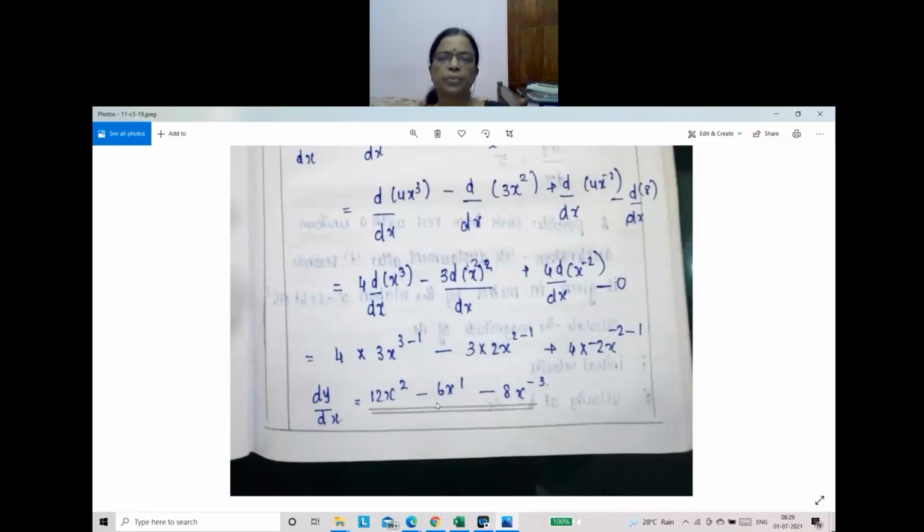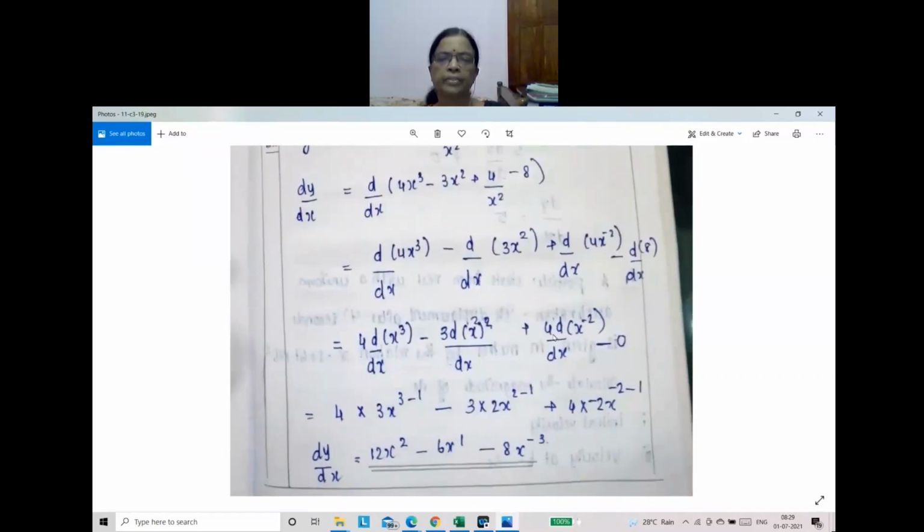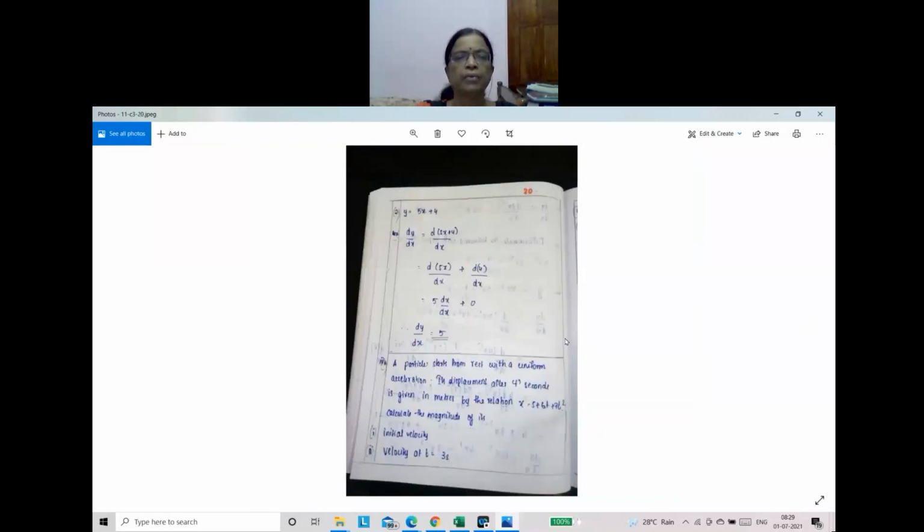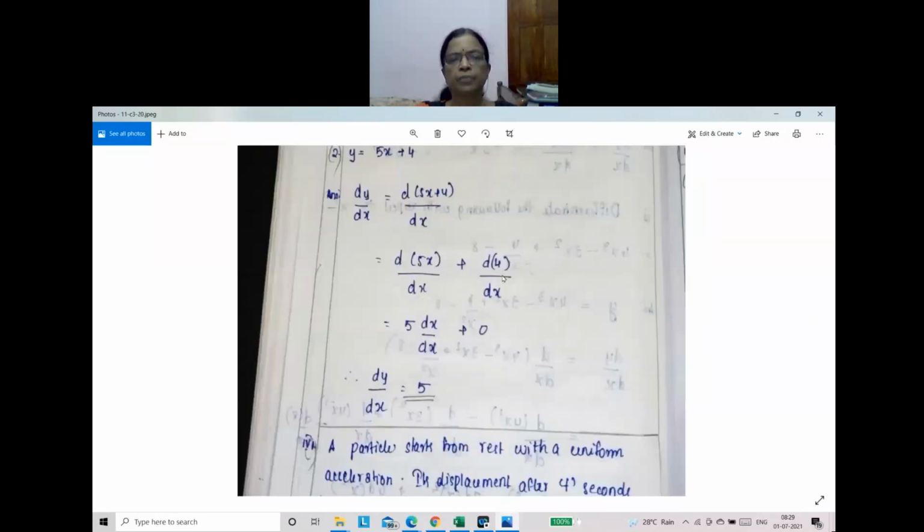Then the last one, 4 into d by dx of x raised to minus 2. Minus 2 is the power. n into x raised to n minus 1, minus 2 minus 1 is minus 3. 4 into minus 2 is minus 8, minus 8 into x raised to minus 3. That is what we are getting: 12x square minus 6x minus 8x raised to minus 3. That is the answer. So we have used only 2 formulas, and we need only that, children.